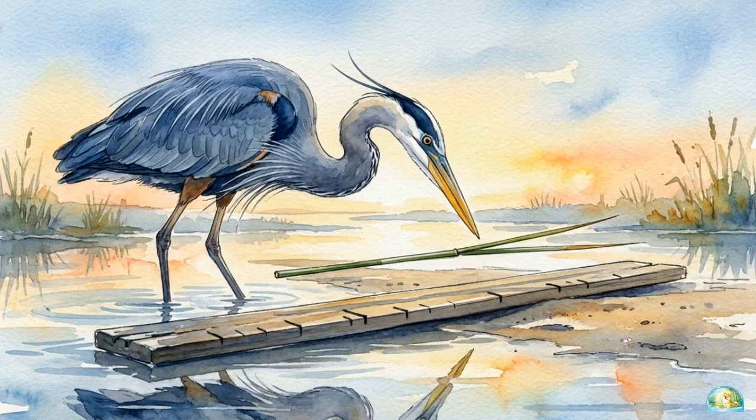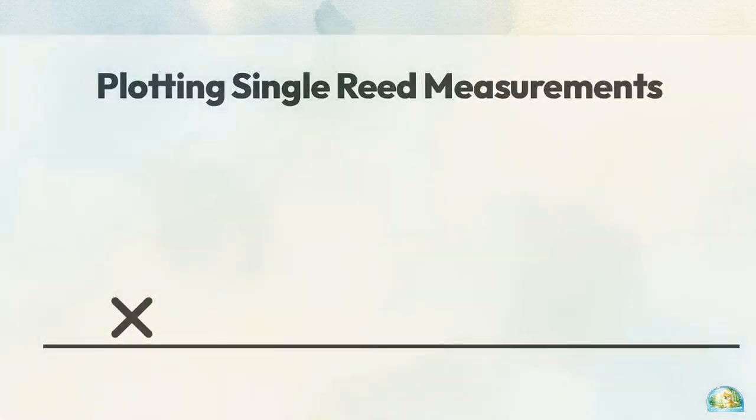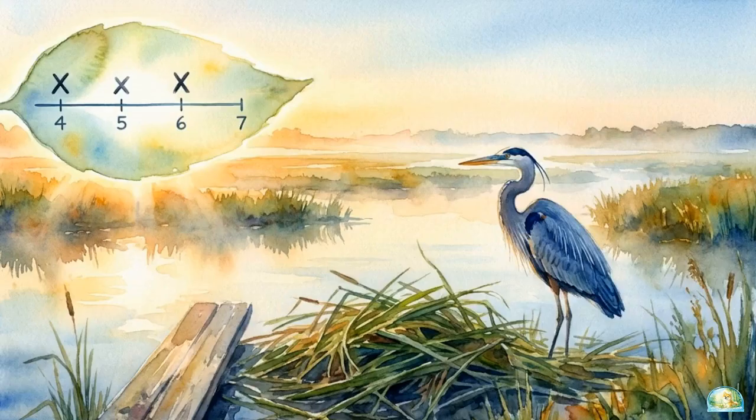Wren measures the second and third reeds successively, yielding lengths of 5 units and 6 units. Looking at the graph, we track these next 2 measurements by placing a single X above the 5 and another single X above the 6. We have established our even baseline scale, and we are translating each distinct measurement into exactly one identical visual marker.